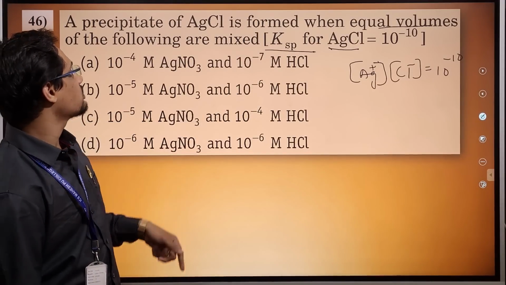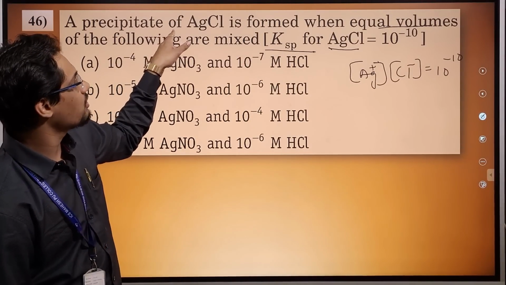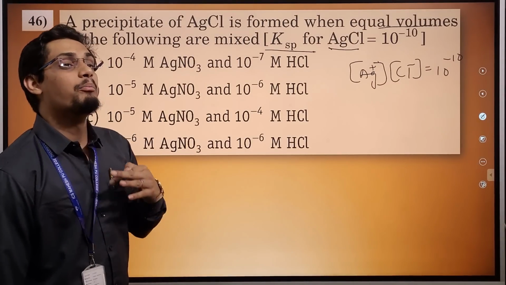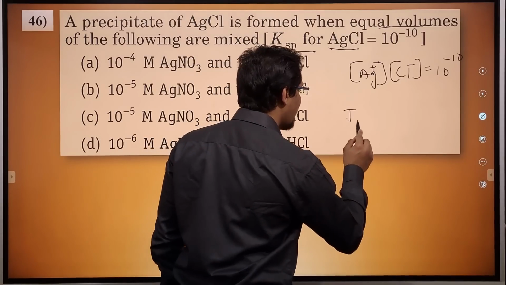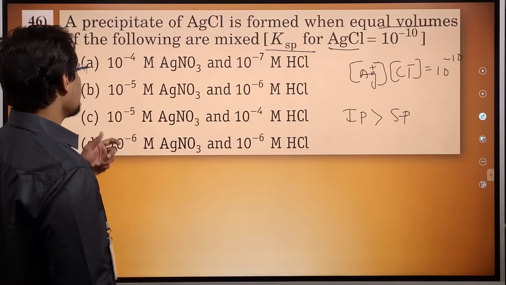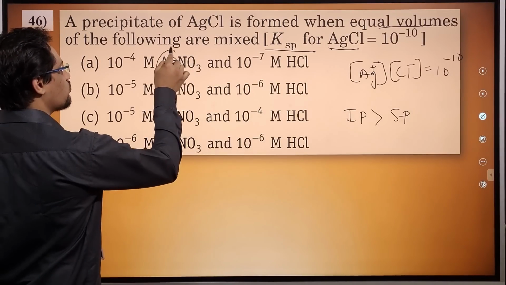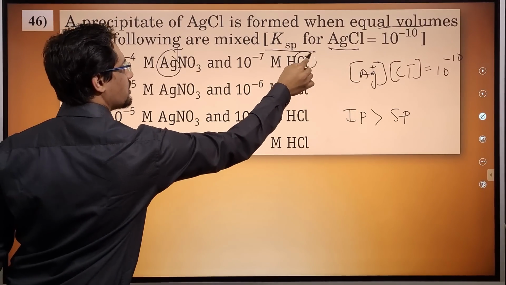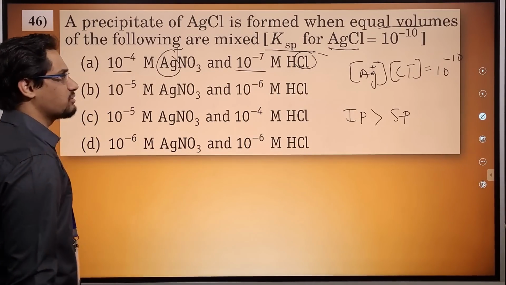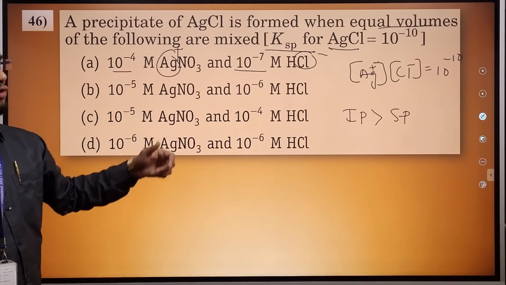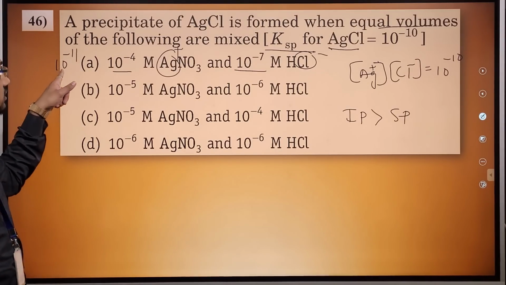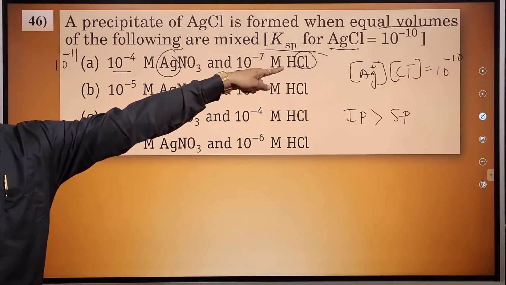When does the precipitation occur? They have asked precipitation of AgCl formed when equal volume of following is mixed. Precipitation occurs only when ionic product is greater than solubility product. So just multiply the ions. It produces 1 Ag plus as it is producing 1 Cl minus. 10 power minus 4 and 10 power minus 7 would be 10 to the power minus 11, which is smaller than 10 to the power minus 10.